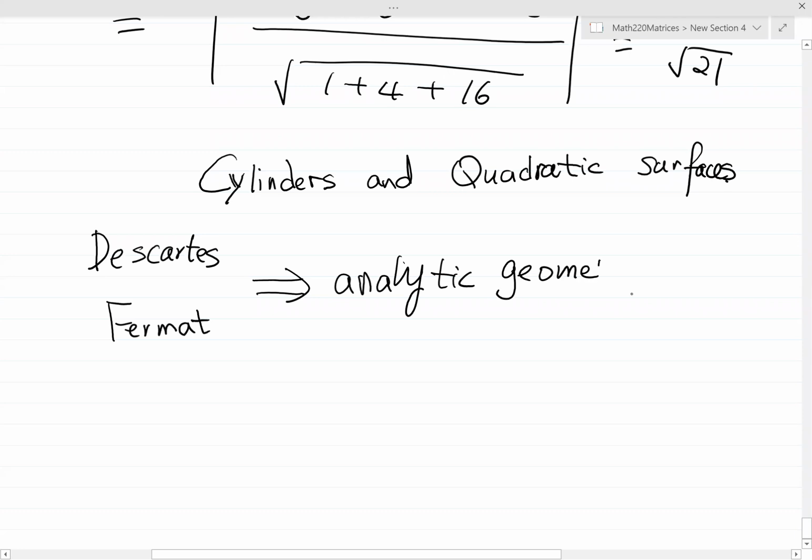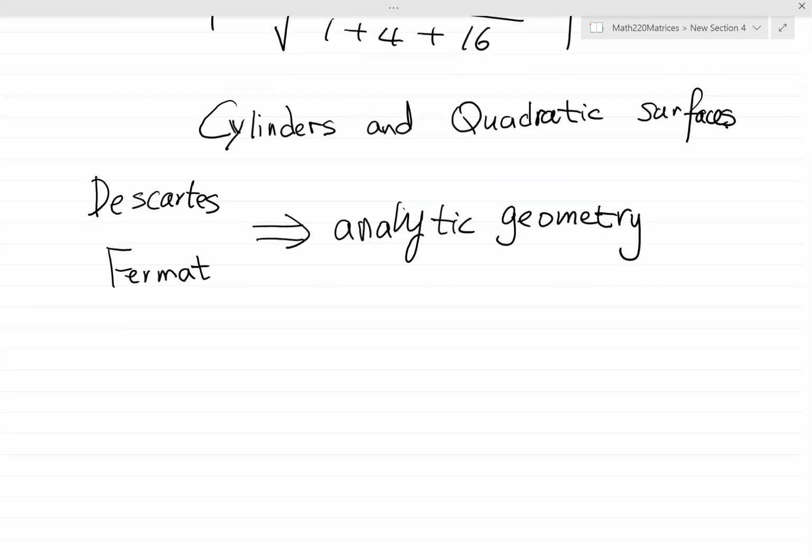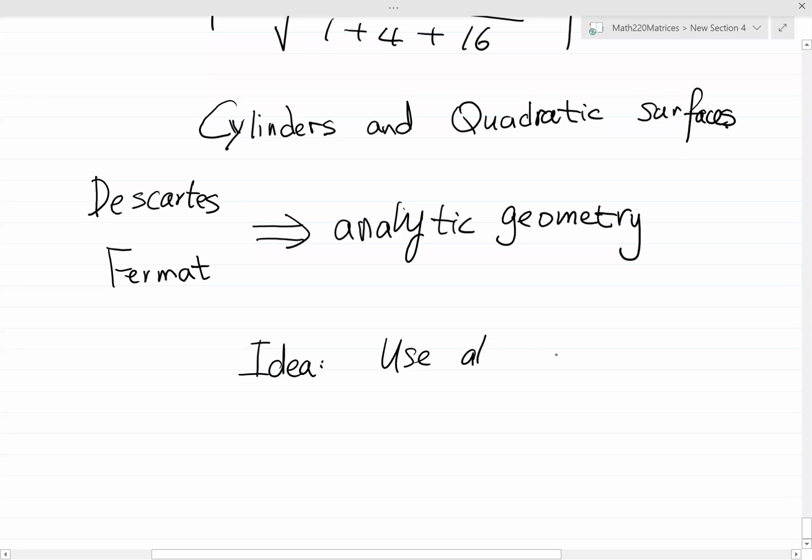The idea of analytic geometry is we use algebra to study geometry. We use algebraic equations. For instance, equations and coordinates of a point, to study geometric objects.